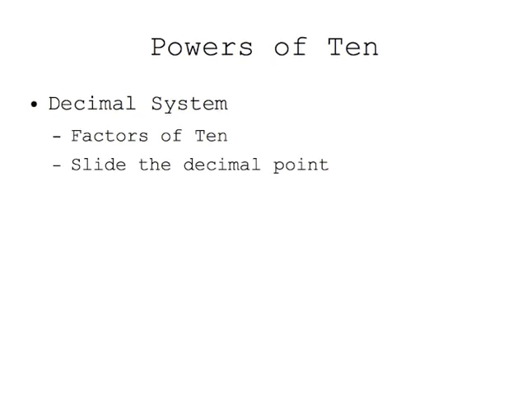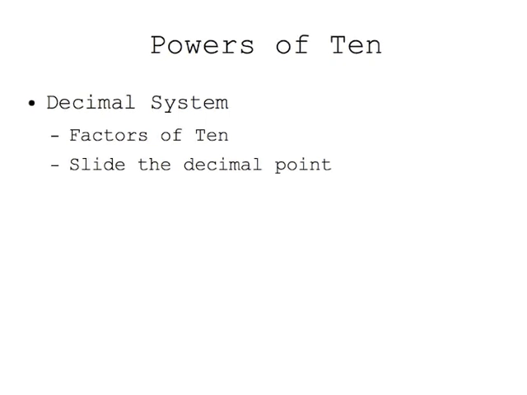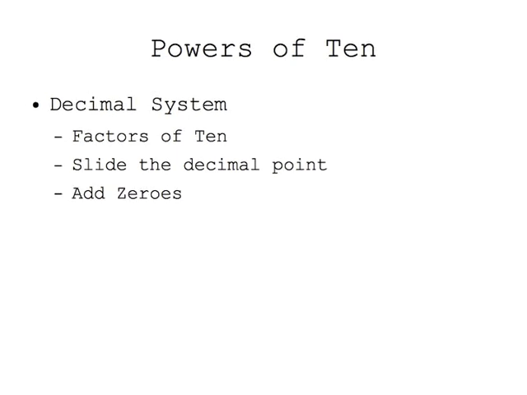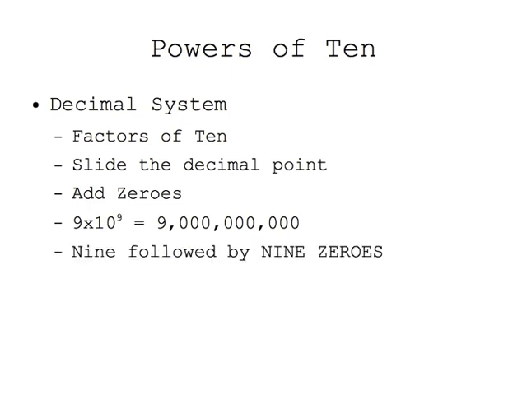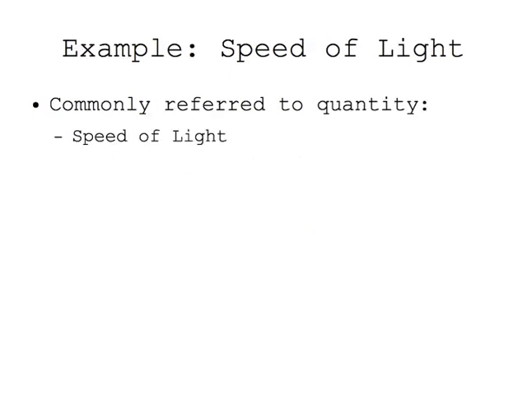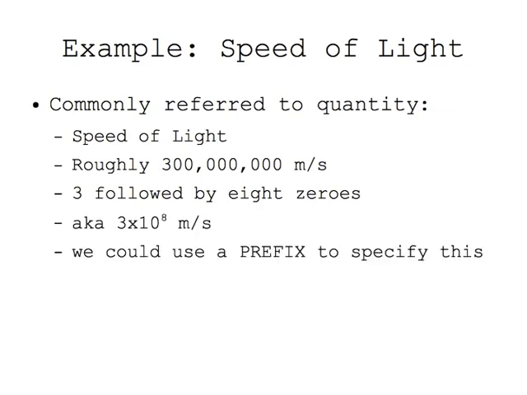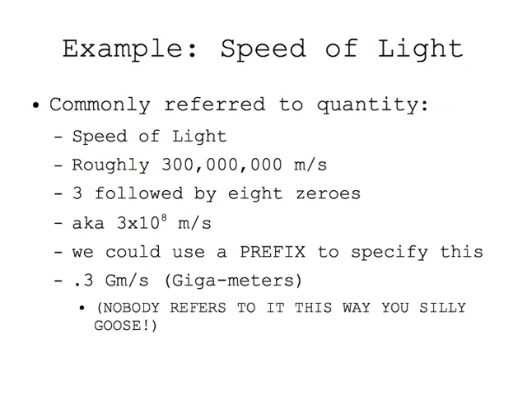Essentially, what this does is for smaller numbers, the powers of 10 lets you know how many times to slide the decimal point. For larger numbers, the prefix tells you how many zeros to append to the number. For example, 9 times 10 to the 9th power is a 9 followed by 9 zeros. An example of this is the speed of light. The speed of light is roughly 300 million meters per second, which is a 3 followed by 8 zeros. It would be possible to use a prefix to specify the units as 0.3 gigameters per second, although no self-respecting physicist would ever do this.